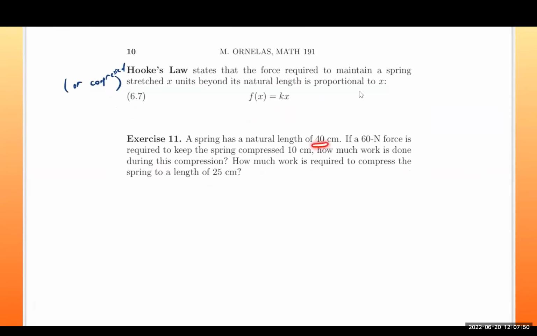A spring has a natural length of 40 centimeters. That's important. So in its normal state, it extends to 40 centimeters. There's a 60 newton force that is required to keep the spring compressed 10 centimeters. The other thing you need to be careful about is the units. This should be in meters in order to be compatible with newtons, because a newton is kilograms times meters per second squared. So 10 centimeters is equal to 0.1 meters. How much work is done during this compression?